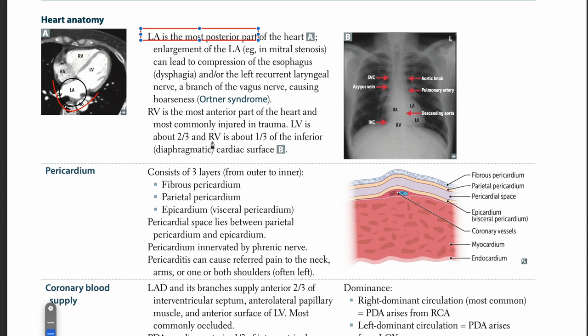The left ventricle is about 2/3 and the right ventricle is about 1/3 of the inferior diaphragmatic cardiac surface. Right, so on the bottom, this is the bottom right here, and this is your diaphragm from here to here. So the surface of the heart that's touching this diaphragm is what it's talking about. About 2/3 of the left ventricle touches the diaphragm, and for the right ventricle only 1/3 of it touches the diaphragm and the cardiac surface.